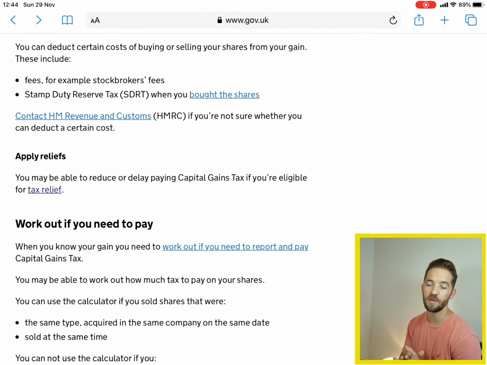So after you've been through the bed and breakfasting rules and the section 104, you've worked out which matching rules you're going to use and which shares you're disposing of, then you can obviously calculate your gain.